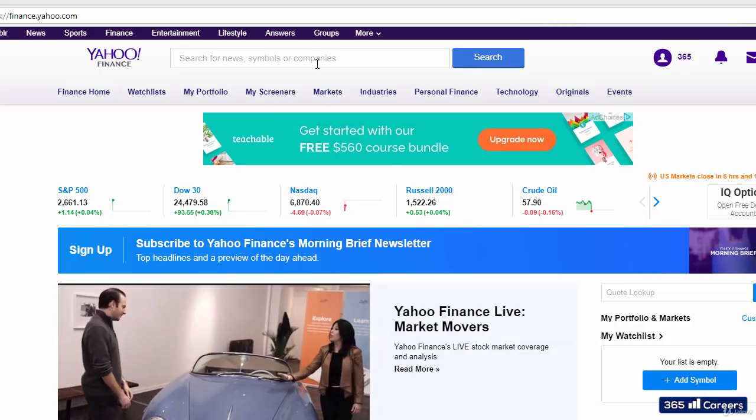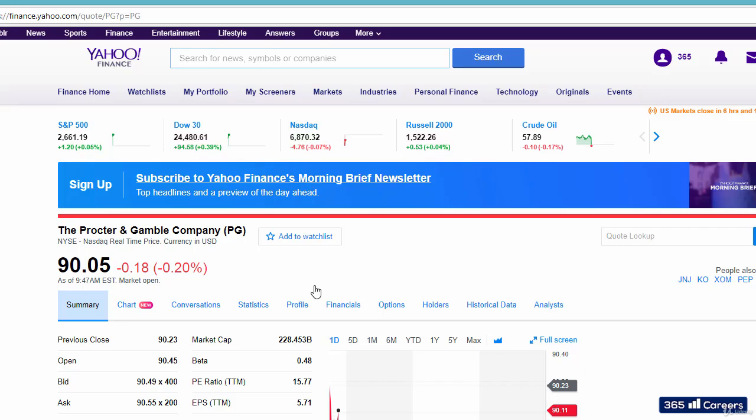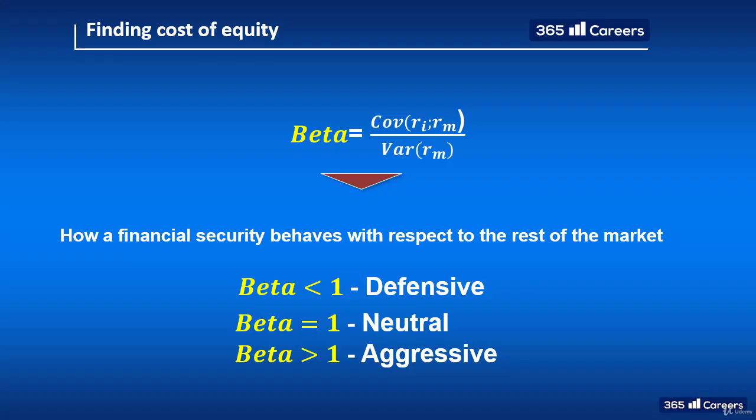Let's open P&G's Yahoo Finance profile. As promised, you can immediately see the company's beta. Here it is. A beta that is less than 1 indicates that the stock is less volatile than the market. A beta of 1 shows that the stock is as volatile as the market. If the market gains 1%, it will also gain 1%. If the market loses 5%, it will lose 5% as well.